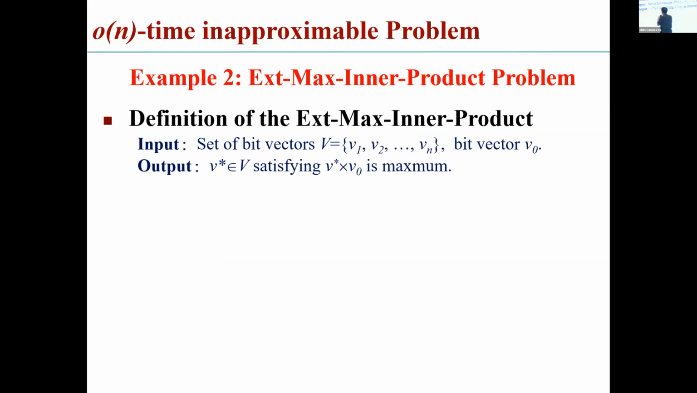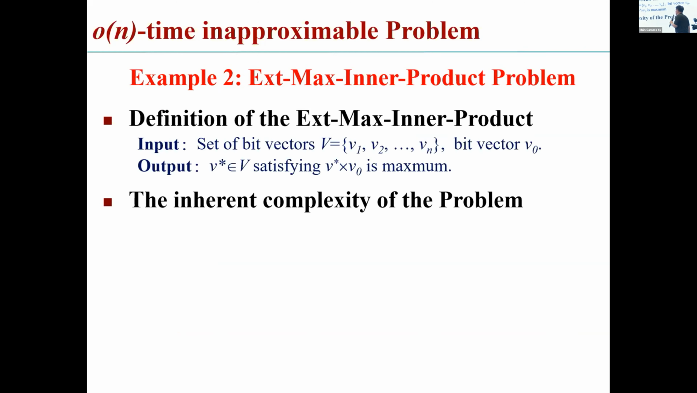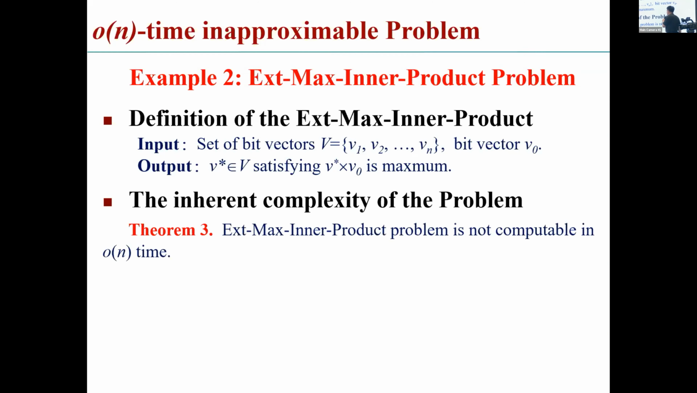The input is a set of bit vectors V1, V2, ..., Vn and a bit vector V0. The output is V star in V, satisfying that the inner product of V star and V0 is maximum. Okay. So the inherent complexity of the problem is this. The exact max inner product problem is not computable in sublinear time. Okay.